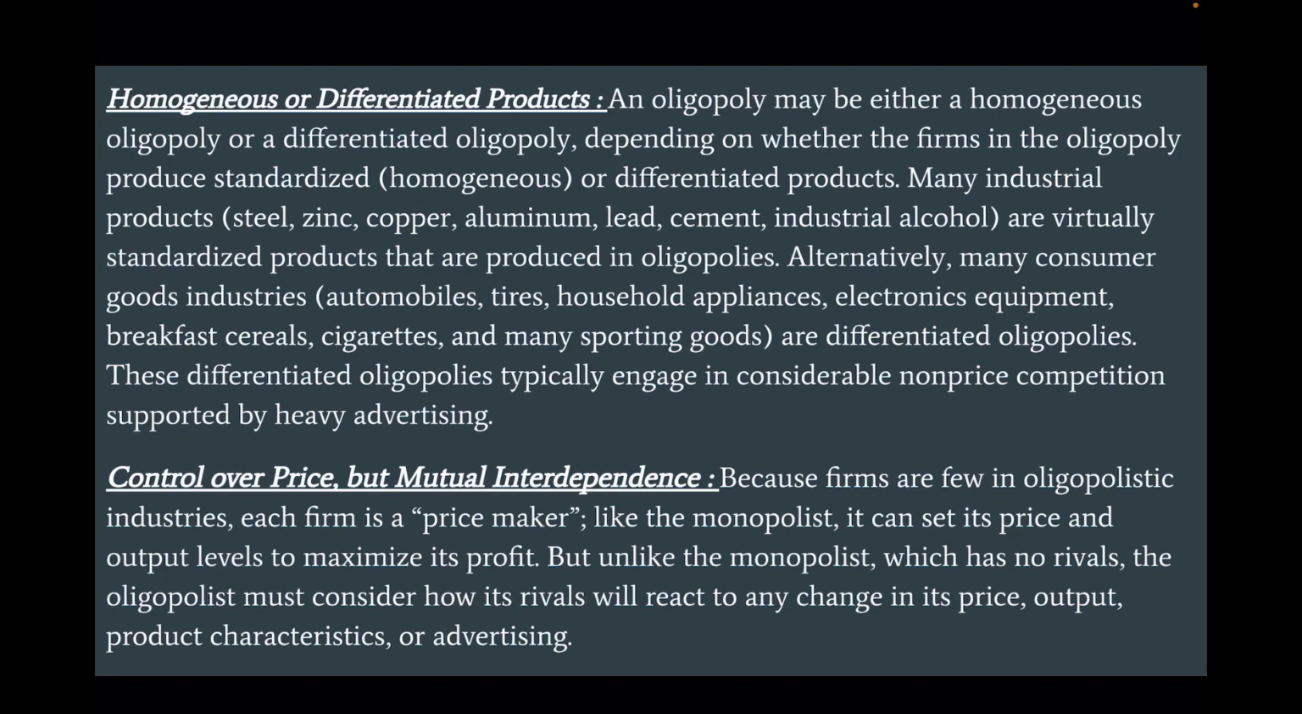Control over price but mutual interdependence. Because firms are few in oligopolist industries, each firm is a price maker. Like the monopolist, it can set its price and output levels to maximize its profit. But unlike the monopolist, which has no rivals, the oligopolist must consider how its rivals will react to any change in its price, output, product characteristics, or advertising.